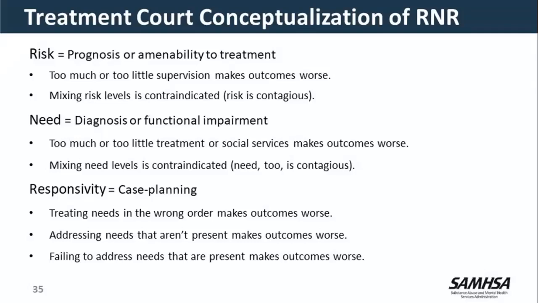And in fact, people actually build resistance to treatment. If you give people low-dose treatment, if you give people half the dosage of medication they're supposed to take, not only do they not get better, but they build resistance to the medication. So if later on they take the appropriate dose, they actually get worse. And so the reason we don't over-supervise or under-supervise is because we are risking side effects or undermining the intervention. Need, if risk is the prognosis, then need is the diagnosis or the functional impairment, the what to treat.